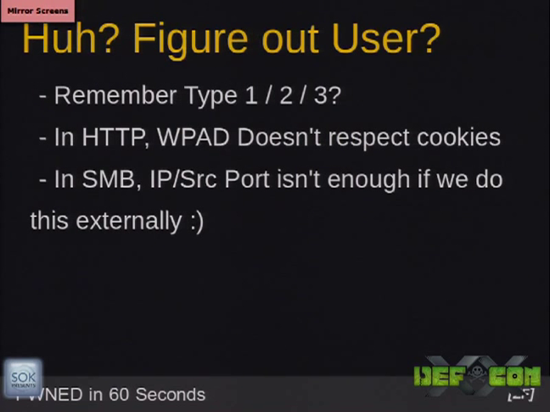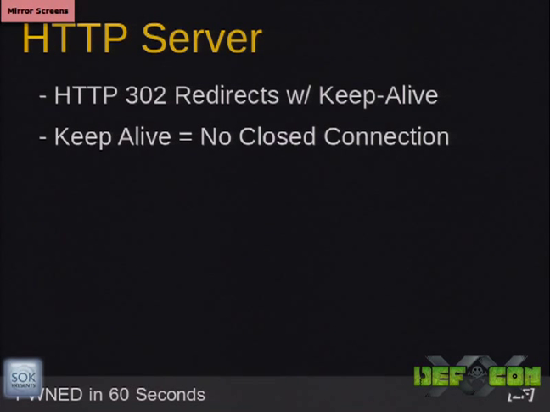I like to call this the Alzheimer's feature. It basically forgets who the user is and asks them to re-authenticate every time they connect without closing the session. The reason we do this is that in HTTP, WPAD and other requests don't always support cookies, and identifying them over SMB using an IP and source doesn't work if you're doing it across the internet behind a NAT. So for the HTTP server, the way we coded this was a 302 redirect with keep-alive. Keep-alive keeps the session open so the socket's not closing. After we authenticate them, we know who they are for the rest of that session.